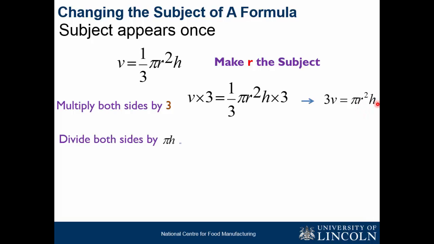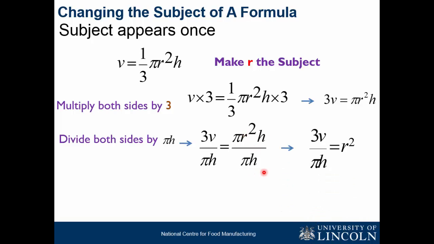So what we need to do is to divide both sides by pi h. When you divide both sides by pi h, you have 3V divided by pi h, and pi r squared h divided by pi h. Then we have 3V over pi h equals r squared.